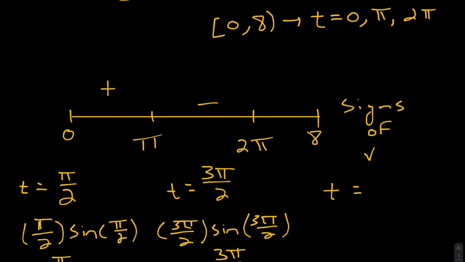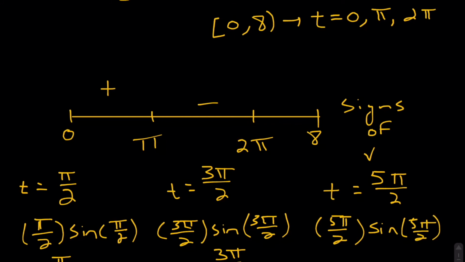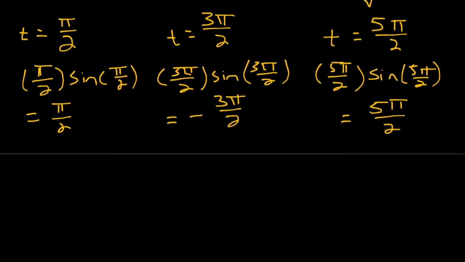Last, let's do t equals 5 pi over 2. So we'll have 5 pi over 2 times the sine of 5 pi over 2. Now remember that 5 pi over 2 is a coterminal angle to pi over 2, which means sine is equal to 1, and our overall answer is 5 pi over 2, which is a positive number. So now we can make our conclusion.